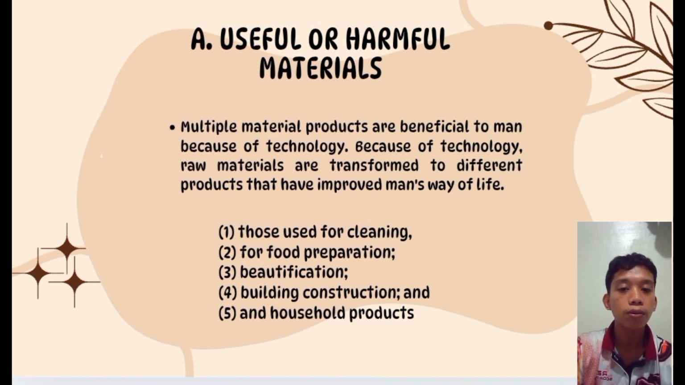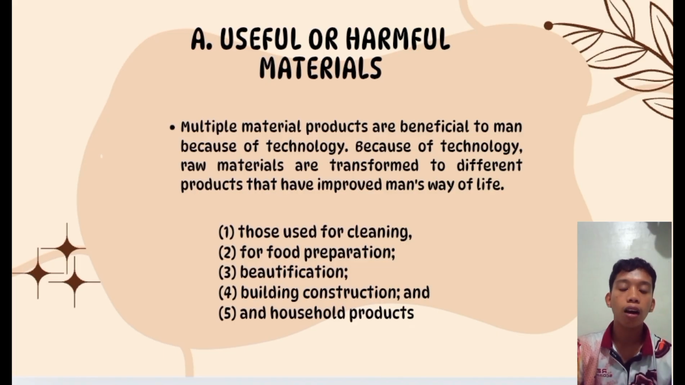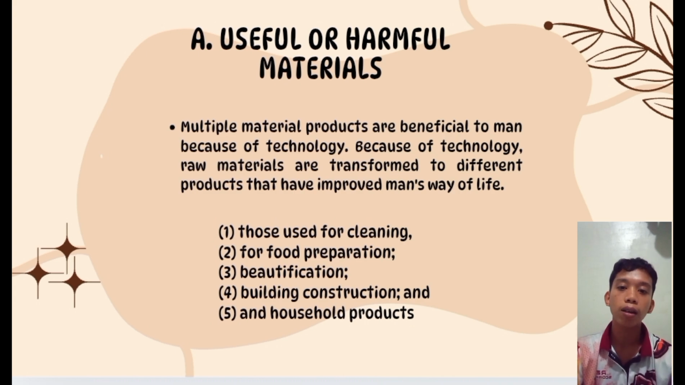And the fourth one is building materials or pang construction, like semento or cement, bato or hollow blocks, bakal, kahoy, and yero. And the fifth one is other household items or ibang gamit sa bahay, upuan at mesa, table, electric fan or aircon, light bulb, curtains, trash bin or basurahan. Those are the household and consumer materials that we can use in our daily life.